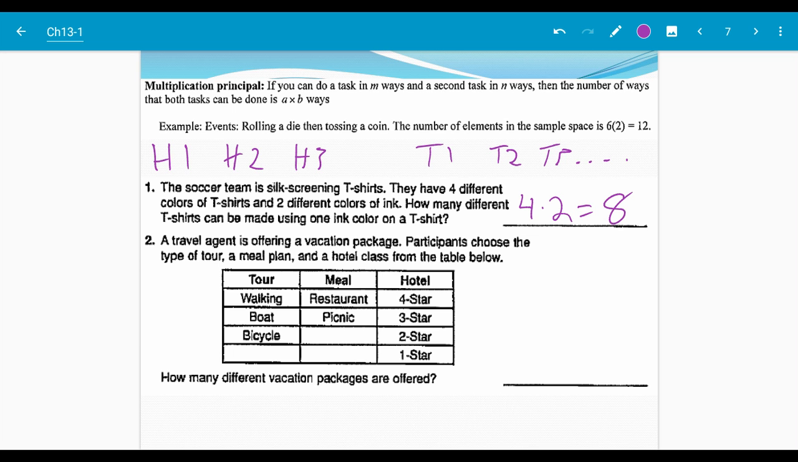So we don't really care about what the options are. We're just concerned with how many of them there are, and we're multiplying them together. So 3 tours, 2 different meal plans, 4 different hotel options. 3 times 2 is 6. 6 times 4 is 24 different packages.